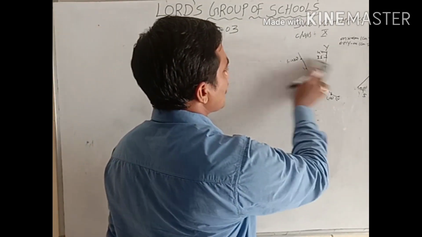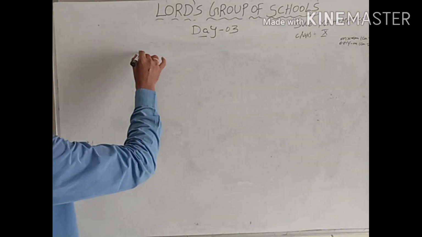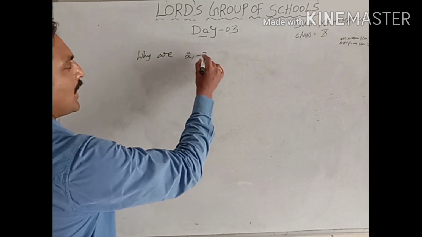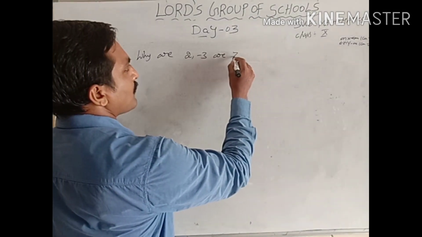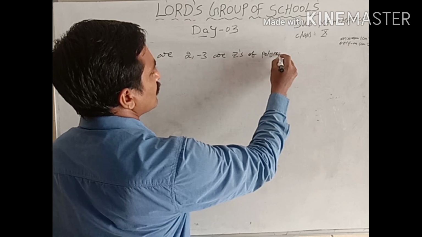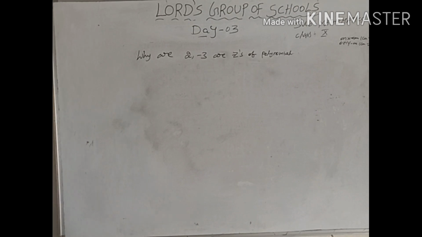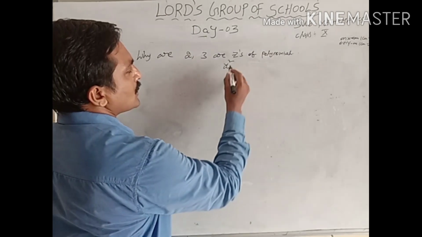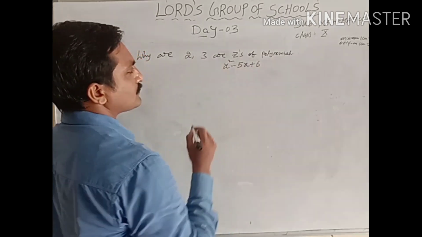Next question: if asking why 2 and 3 are zeros of the polynomial x square minus 5x plus 6.